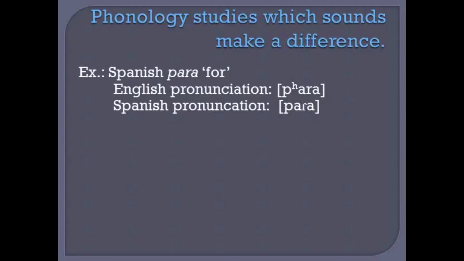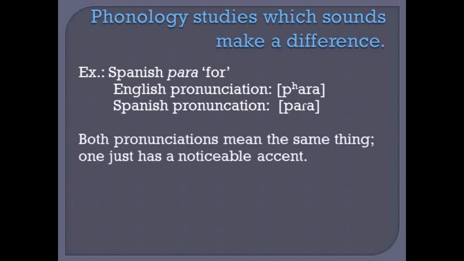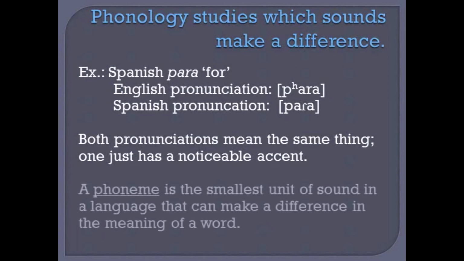And also the R is really an alveolar flap, the same thing that we saw in English in words like better and little. Now, the important thing to notice is that the difference between these two pronunciations is not a difference in meaning. Both pronunciations mean the same thing. One just makes you sound like you have an accent. So when we talk about phonology studying which sounds make a difference, we really mean the differences in meaning.